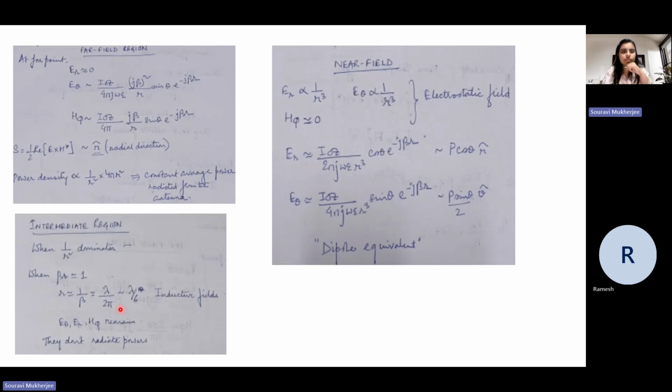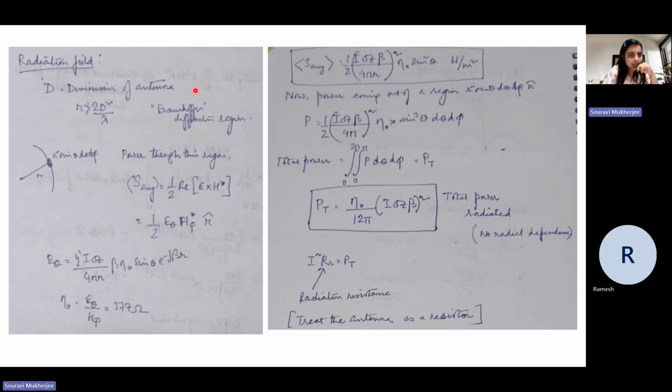So that's how you can choose the fields. Suppose based on this different regime, you have to choose the expression of your electric and magnetic fields. There can be various questions like that, and in those cases, that's how you decide which expression to choose.